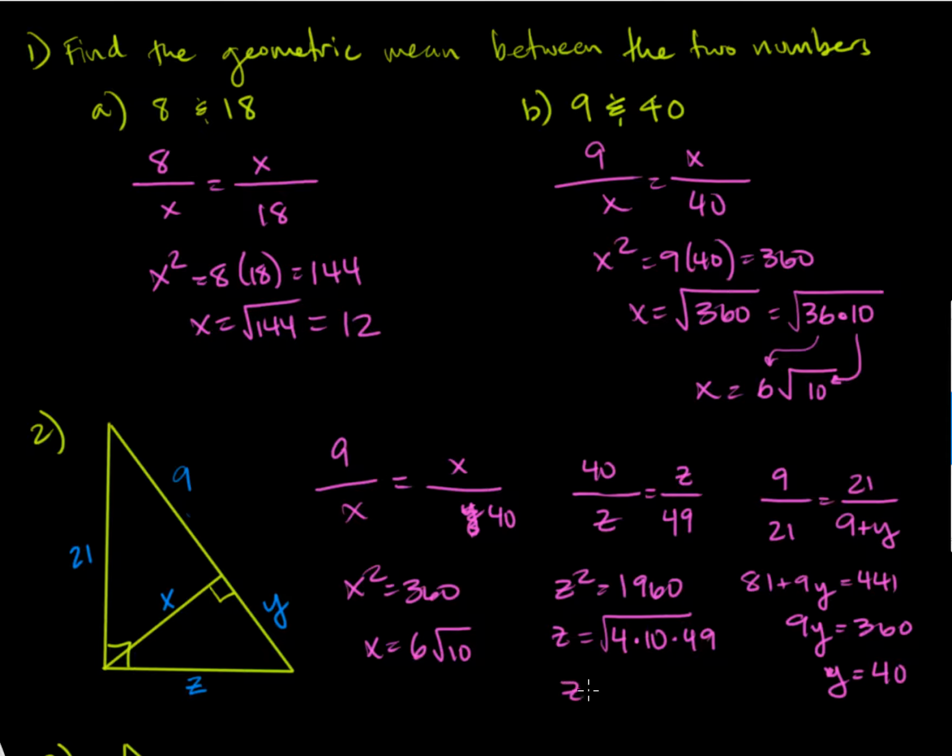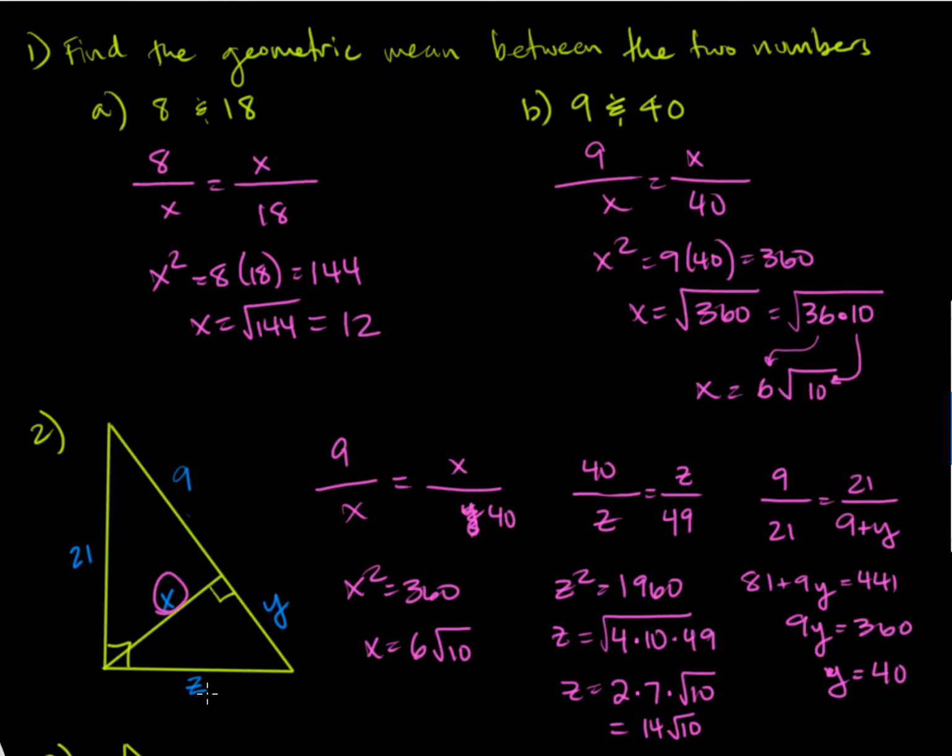And that means that z would be equal to 2 times 7 times the square root of 10, which we will write as 14 root 10. So in these problems you need to remember what are the three parts that are the geometric means.